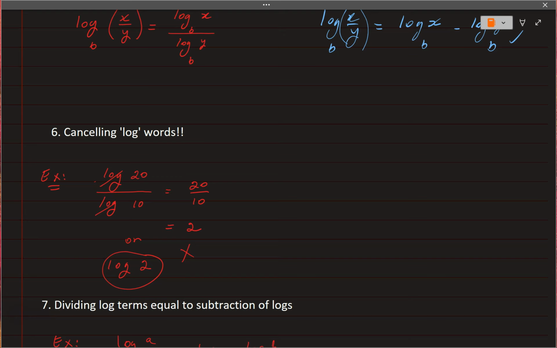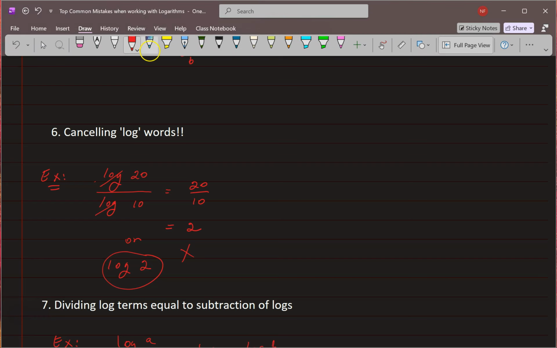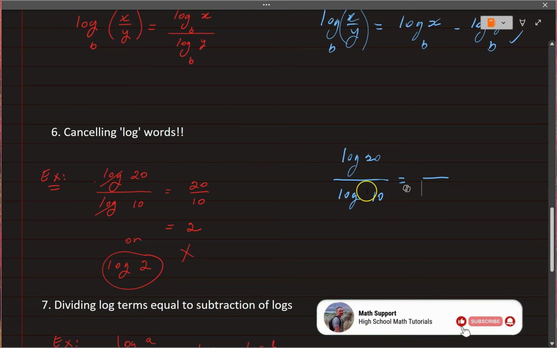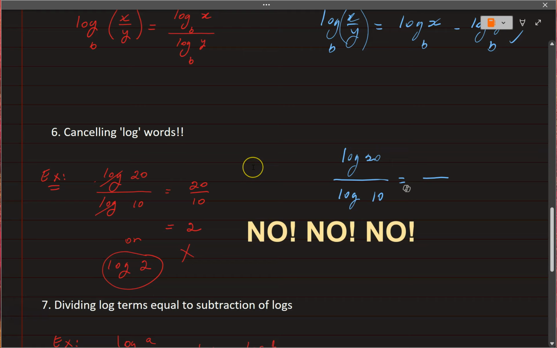So again, log of 20 divided by log of 10, there's nothing you can do about that. You have to find out what log of 20 is, and once you get log of 20, whatever the value is, you divide it by log of 10, and that would be your answer. Okay, not dividing the 20 by 10 and then it becomes 2 or log of 2. None of that. So you have to actually deal with log of 20 and then deal with log of 10 and divide them. Do not cancel the log, L-O-G. Okay, don't do that. No, no, no.